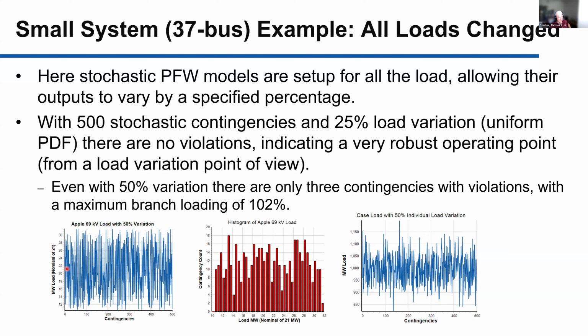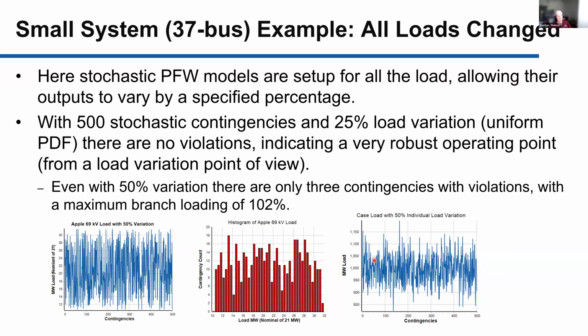So if I go to a location, this is one of the buses in the grid where the load is nominally 21 megawatts. If you do a plus minus 25% variation, this is what I was seeing in the 500 contingencies. And I did that at every bus in the system. Now, this is the histogram of what's going on with the load. Because I was using a uniform probability density function for this, the histogram is pretty uniform.